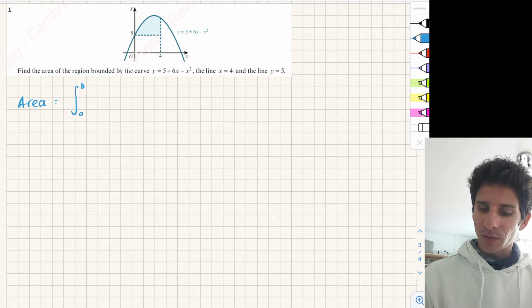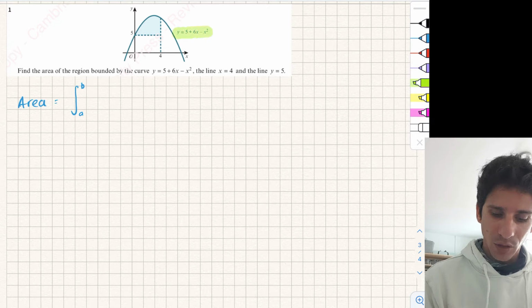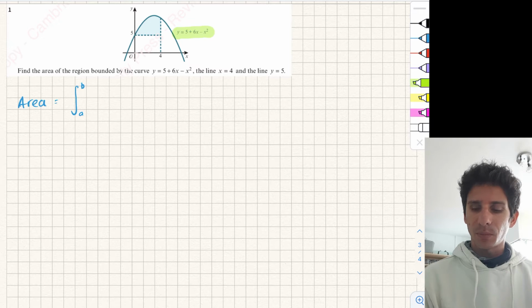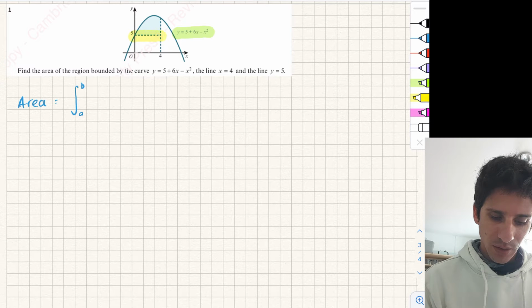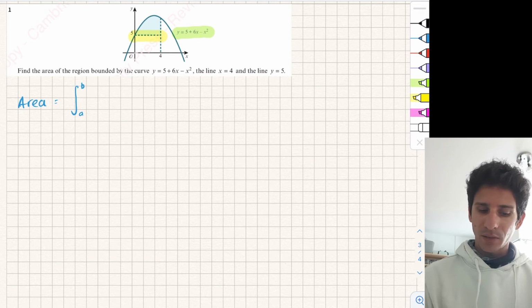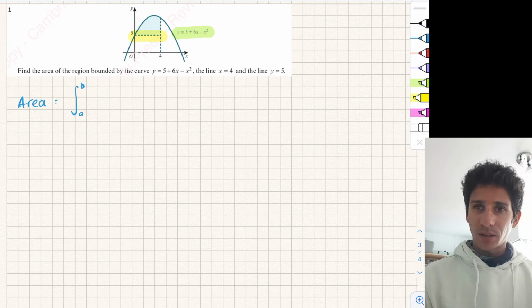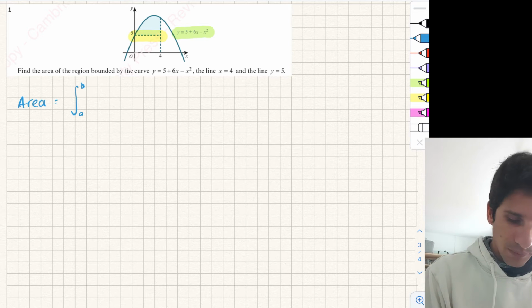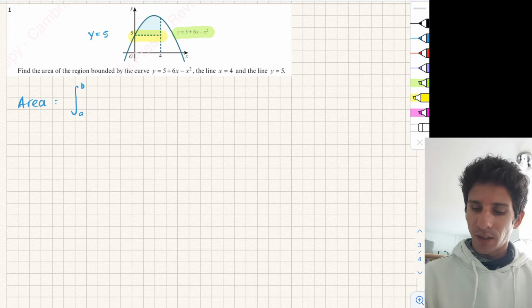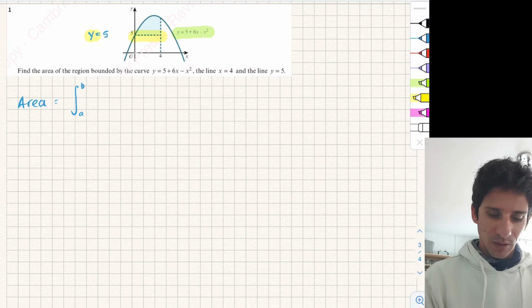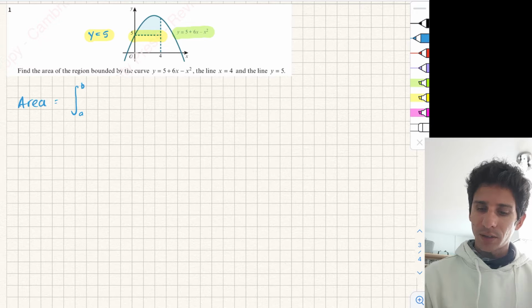If I have a look at the two functions, I can clearly see that the curve is going to be the top line and this straight line here is going to be the bottom line. They haven't given us the equation on the drawing, but we can work out from the information they've given us that this is just the line y equal to 5. So that's the equation we will be using as our second function. I'm going to call this y equal to 5 line my g of x.